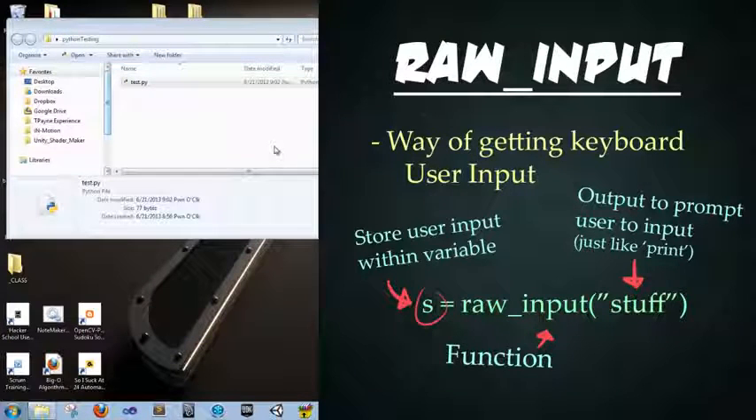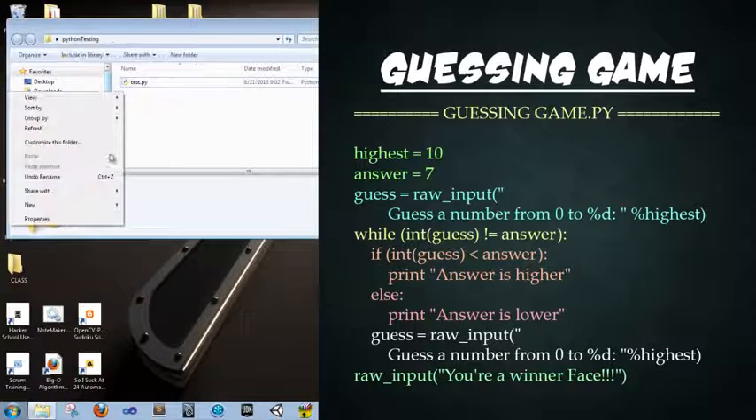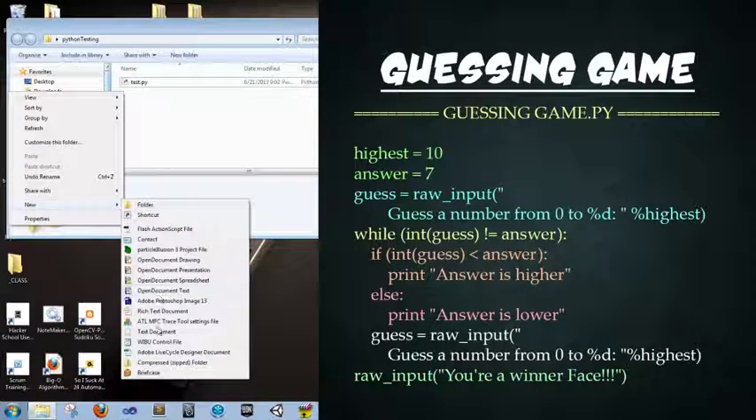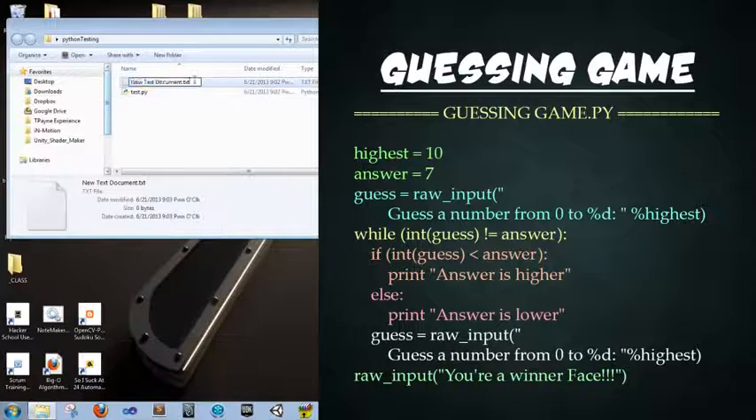Alright, so let's try another example. That's our first ever Python game. We're going to go ahead and create another text file. Right click, and we're going to go ahead and create a text document, and we're going to punch in guessing game, if I can spell.